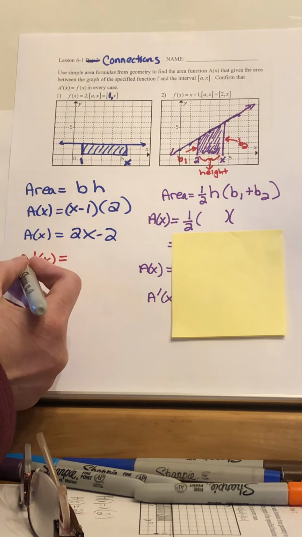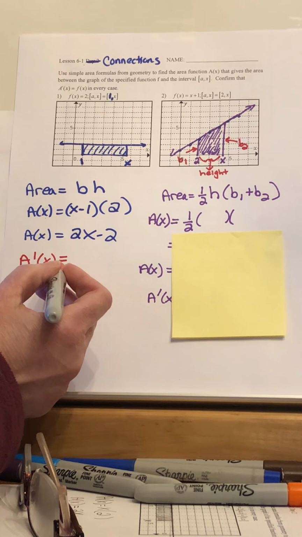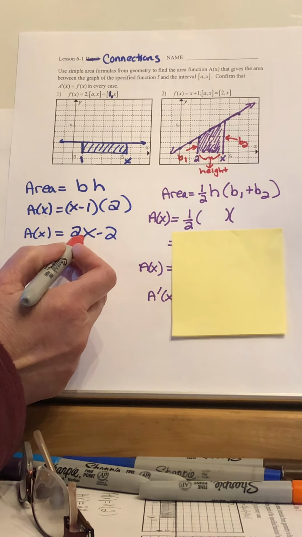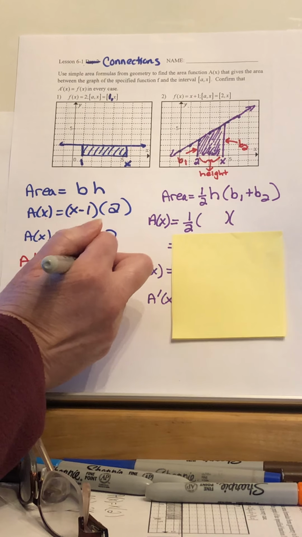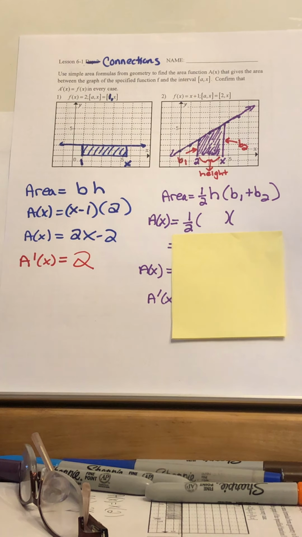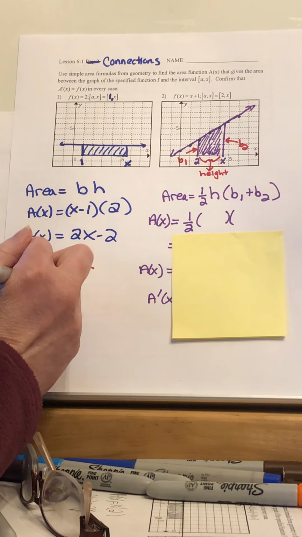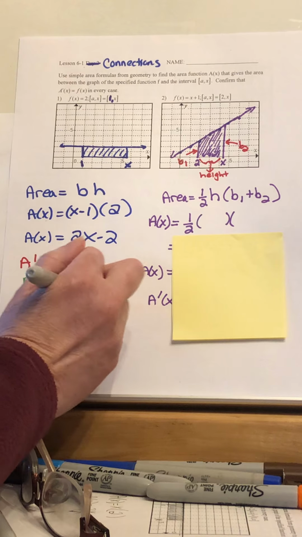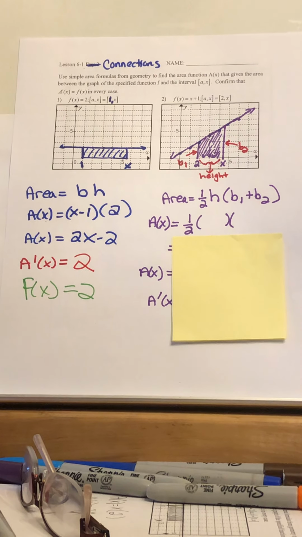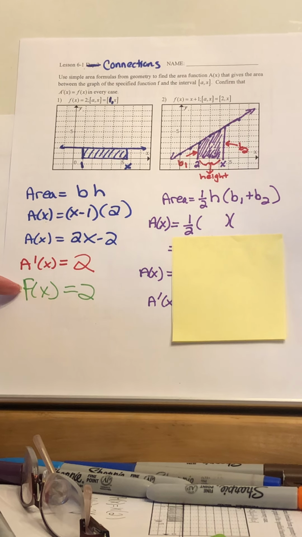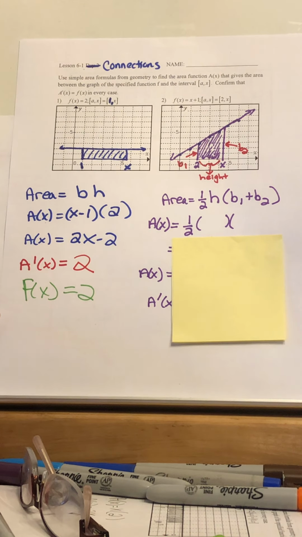Now note, if I take the derivative of my area function, the derivative of 2x minus 2 is just simply 2. But note, the original function, the original f of x, was just 2. Look at that connection. The derivative is matching the function back itself, circling around.